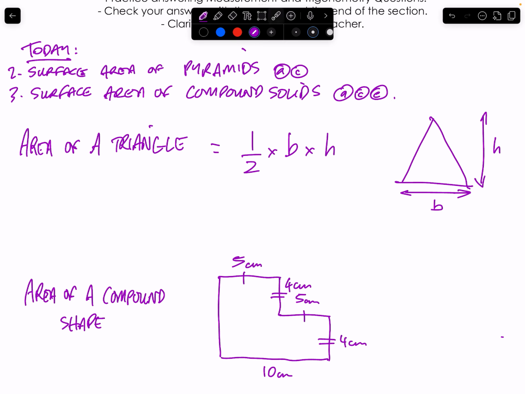So in today's lesson, I'm going to ask you to do the 2 questions for the surface area of pyramids and the 2 questions for the surface area of compound solids, which are A, C, and E.